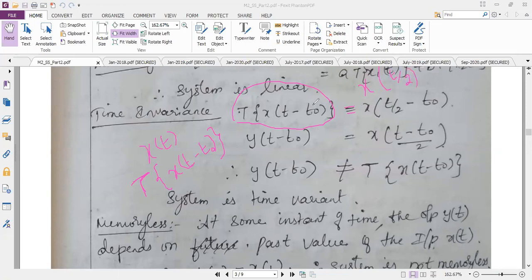But what my operation says is, I have to shift by t naught. So originally my input is x of t by 2, and that x of t by 2 I am shifting by t naught. That's it. So I will keep this as equation 1.